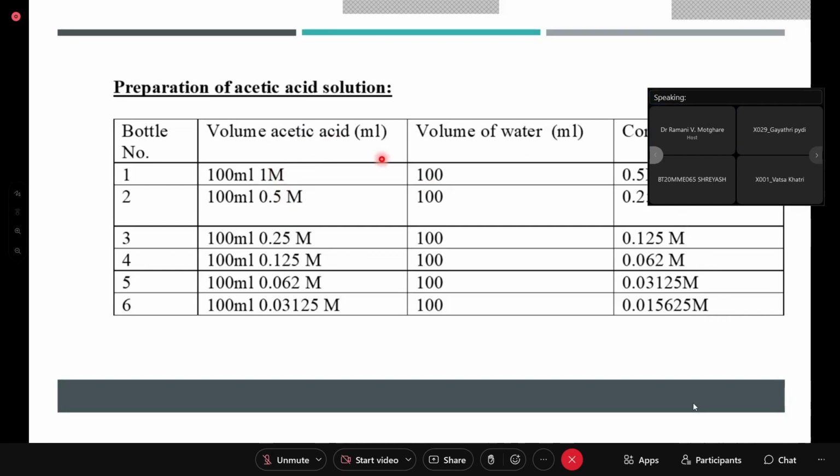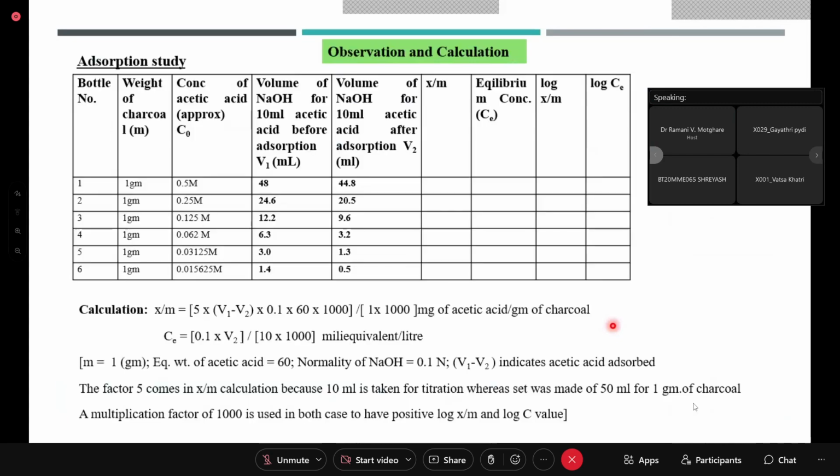So if you take 100 ml of 1 molar acetic acid and add 100 ml of water to it, you get a solution which is 0.5 molar acetic acid. Now from this 200 ml solution of 0.5 molar acetic acid, you again take 100 ml and add 100 ml of water, so you get 0.25 and so on. Now, here is an observation table.